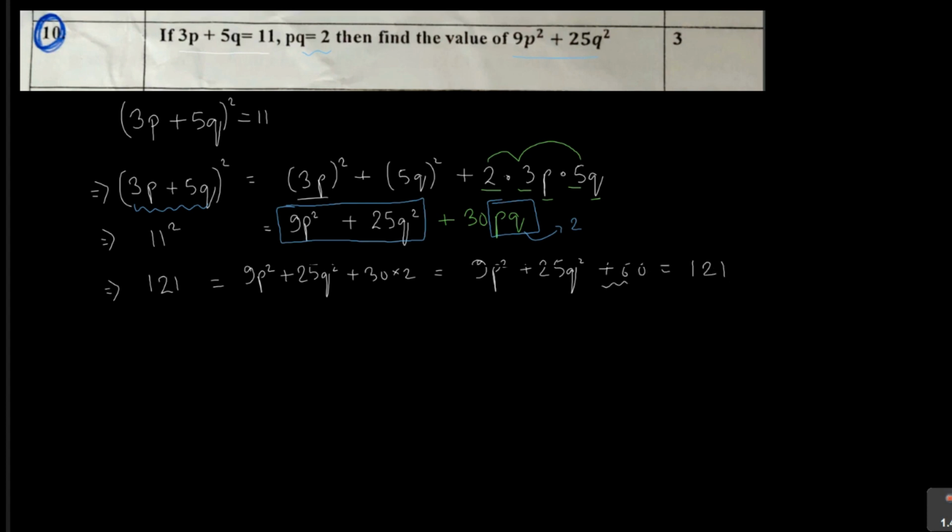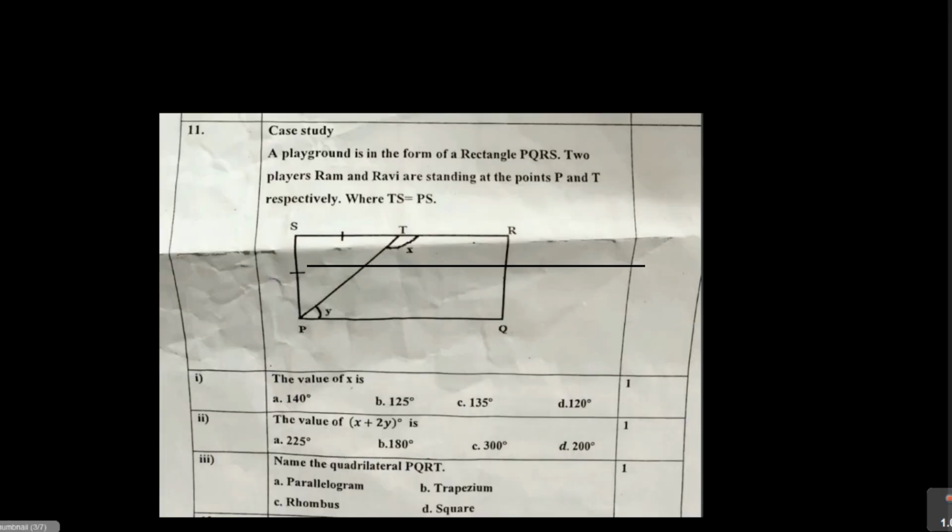Now this plus 60 subtracted from both the sides would give us 9p square plus 25q square, which would be 121 minus 60. On solving this further, we would get 61. So the final answer for us would be 61. Okay, that's it. Now look for the next question.